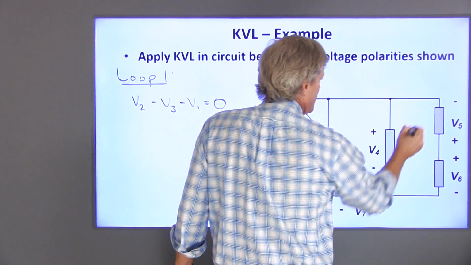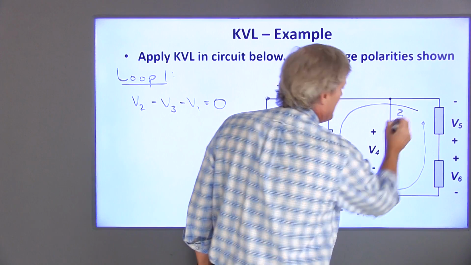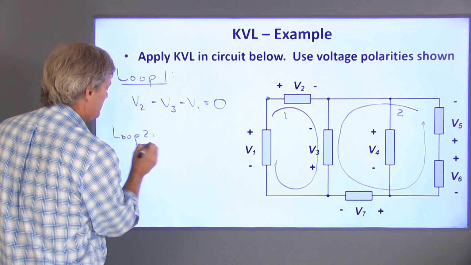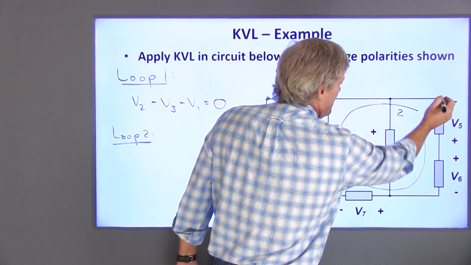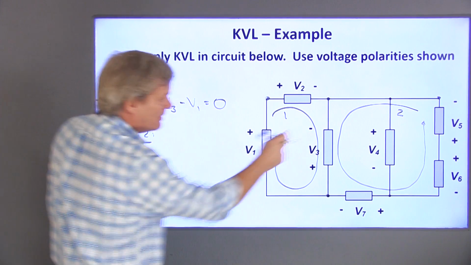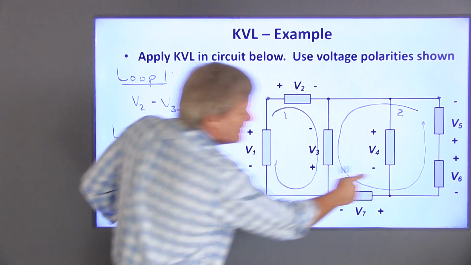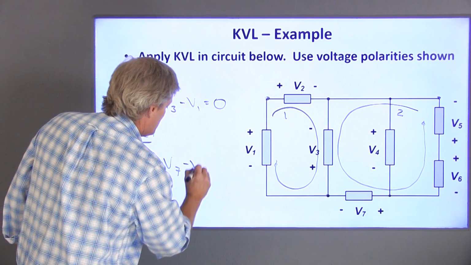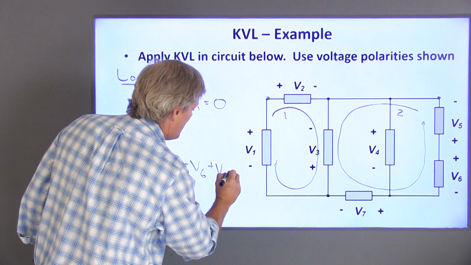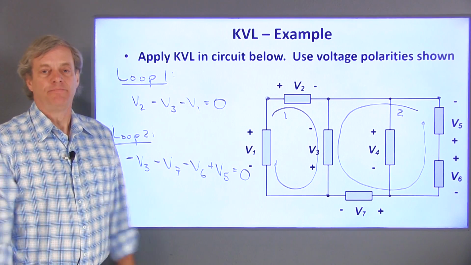Another loop might be over here. I'll go the opposite direction just for fun. The loop direction doesn't matter, so there's loop 2. Say I start up here. I'm going down here. I see the negative sign first on V3. I see the negative sign first on V7, so I'll subtract that. I see the negative sign first on V6, and I see the positive sign first on V5. That brings me back to my starting point, so those sum to zero.